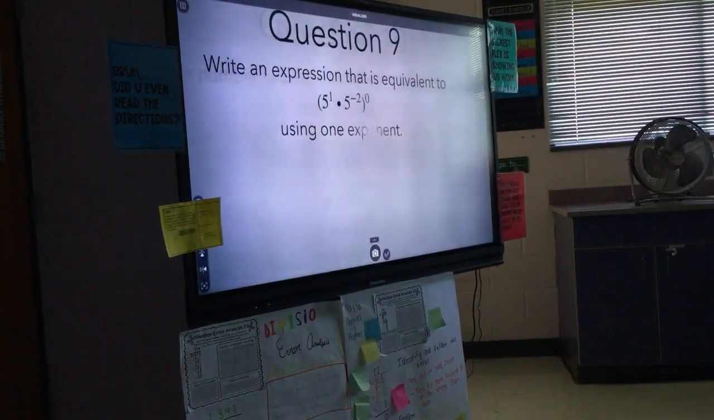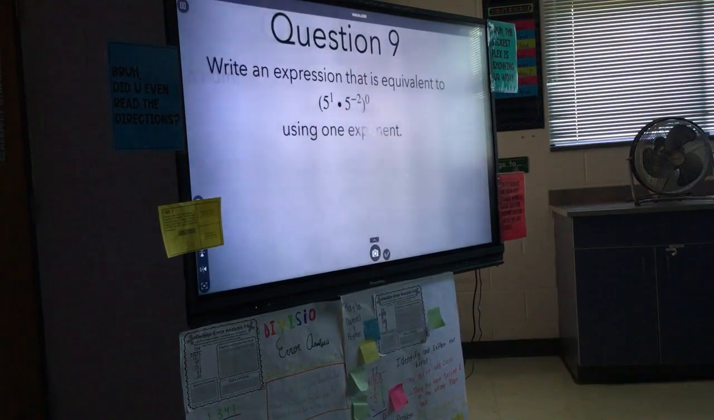All right, so write an expression that is equivalent to 5 to the 1st power times 5 to the negative 2nd power, all to the 0.